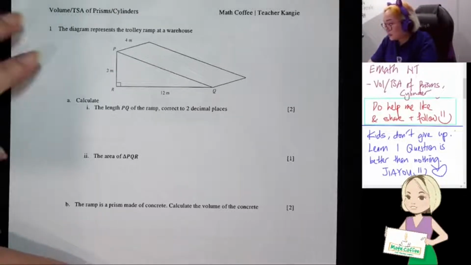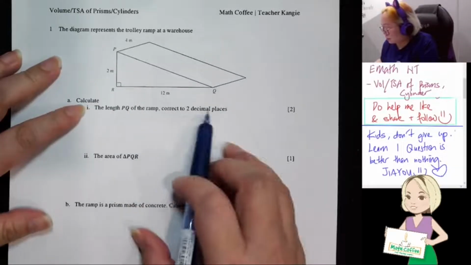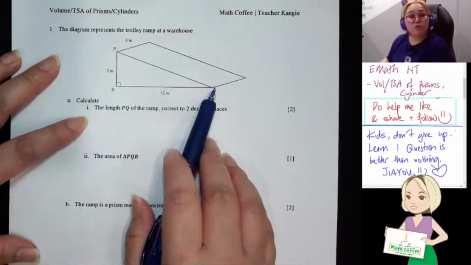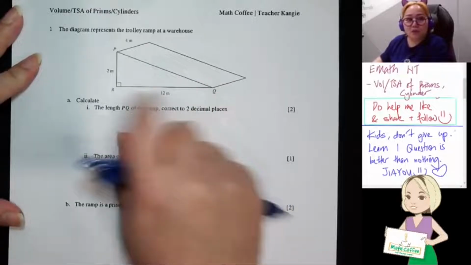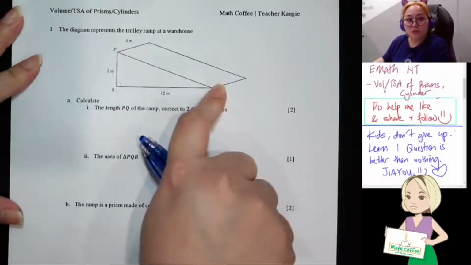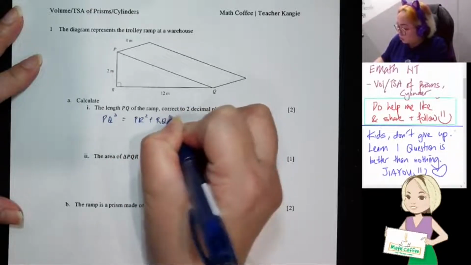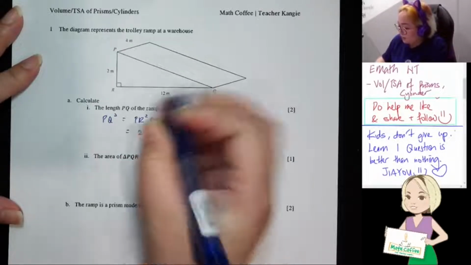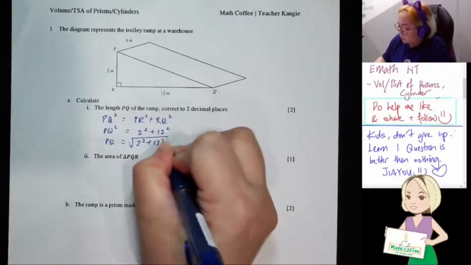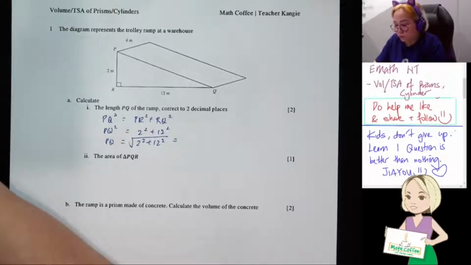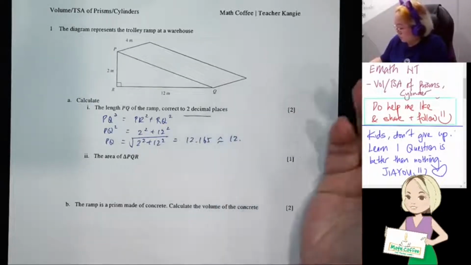Okay, so they say that the diagram represents the trolley ramp at a warehouse. Calculate the length PQ of the ramp, correct to 2 decimal places. So this is a right angle triangle. They want PQ. When it's a right angle triangle, you can use Pythagoras theorem to find the unknown side. PQ is the longer side, so PQ square is equal to PR square plus RQ square, which is 12 square plus 2 square. Therefore PQ is the square root of 2 square plus 12 square. When you square root, you get 12.165. Round off to 2 decimal places, it will be 12.17.